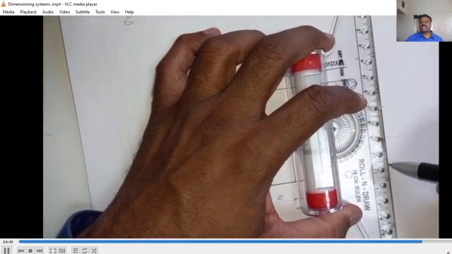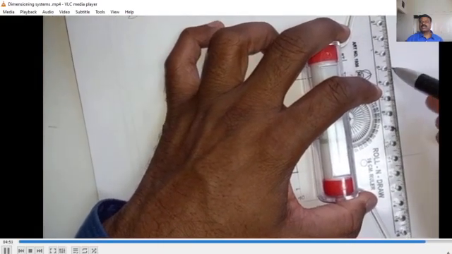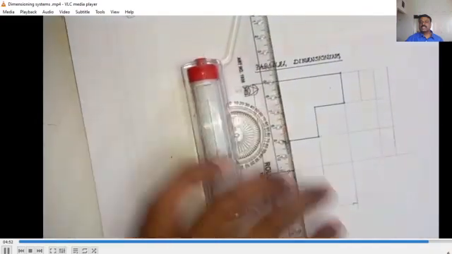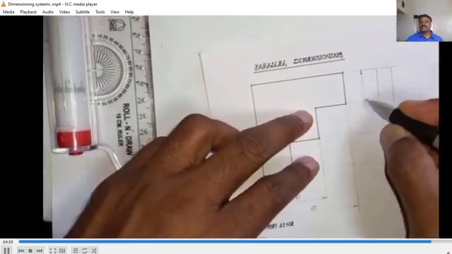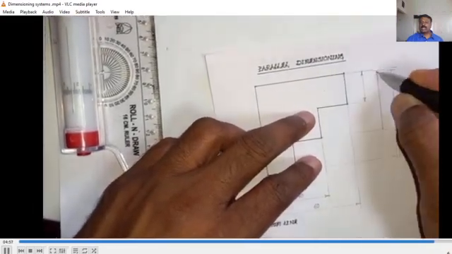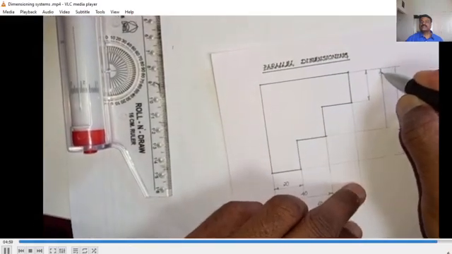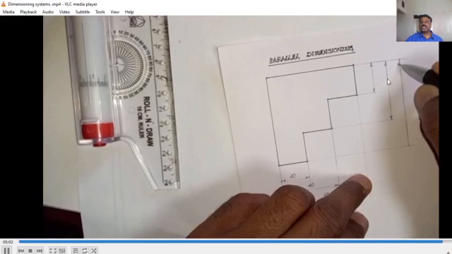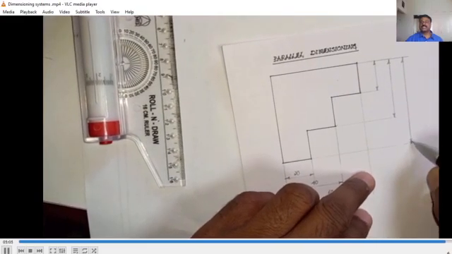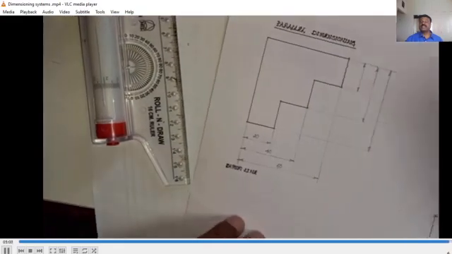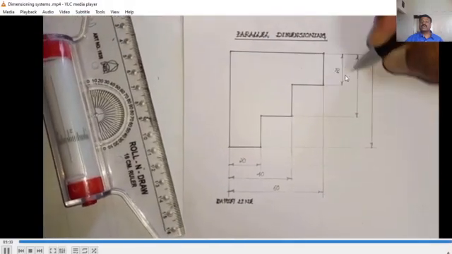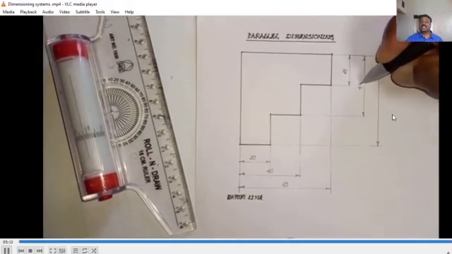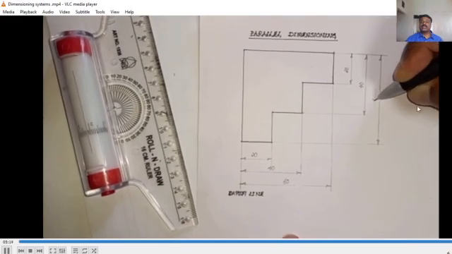Similarly, from the vertical side you can draw the extension lines, draw arrowheads. So this gap is 10 mm, this one is 8, then 8, like that it will continue. So this is parallel dimensioning in the aligned system. You can see it is readable from the right side.